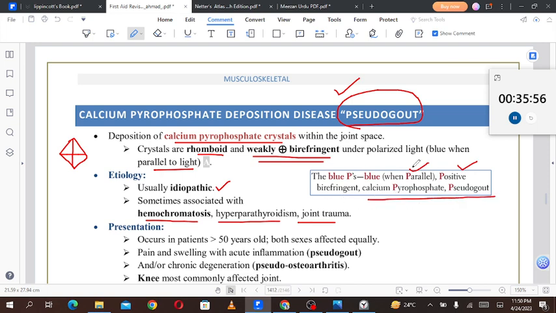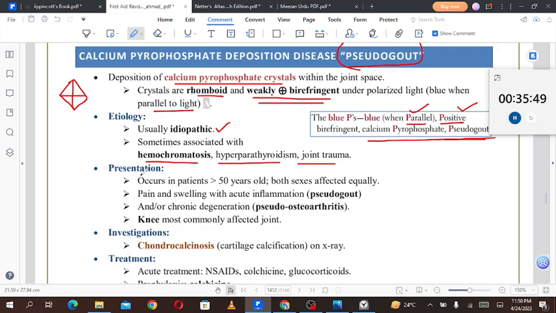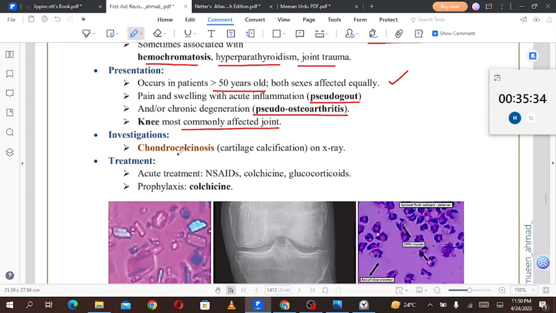So these are the P's which help you remember pseudogout: blue when parallel, positive birefringent, calcium pyrophosphate, and pseudogout. Presentation: occurs in patients more than 50 years of age, both sexes affected equally, with pain and swelling with acute inflammation, that is pseudogout, and/or chronic degeneration, that is pseudo-osteoarthritis. The knee is the most commonly affected joint. Investigations: chondrocalcinosis, cartilage calcifications on X-ray. Acute treatment is NSAIDs, colchicine and glucocorticoids, and prophylaxis is with colchicine.